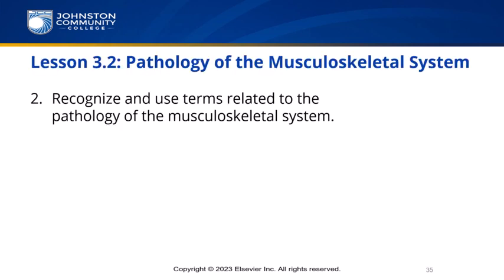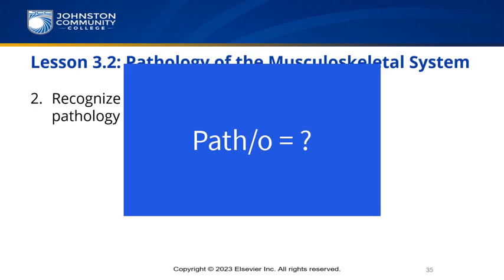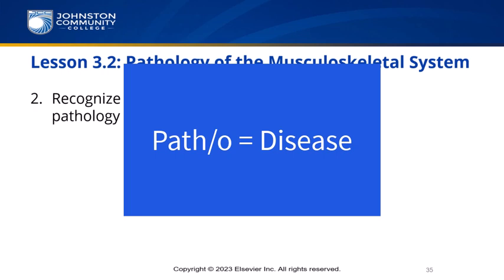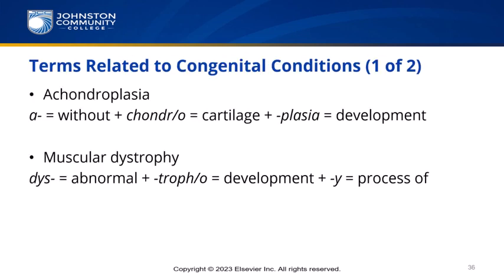Lesson 3.2, Pathology of the Musculoskeletal System, learning outcome number 2. We're going to recognize and use terms related to the pathology of the musculoskeletal system. Quick quiz. What does path mean? We've learned that word part. Path means disease.